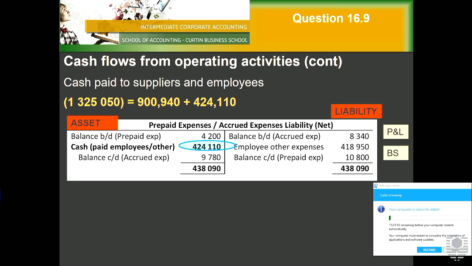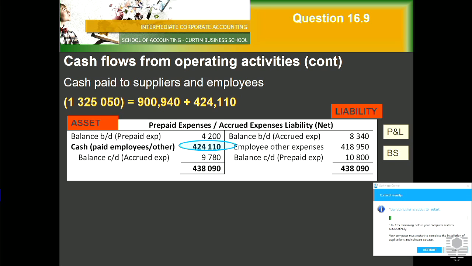Let's go and have a look at our profit and loss. Let's go through our expenses. The only other one we've got there is employee and other expenses of 418,950. So we've got to pop that in there. But in this one, it's all grouped into one, but we might have a variety of employee expenses and other expenses. So we might have to add a few different expenses in there if we've grouped it all into one.